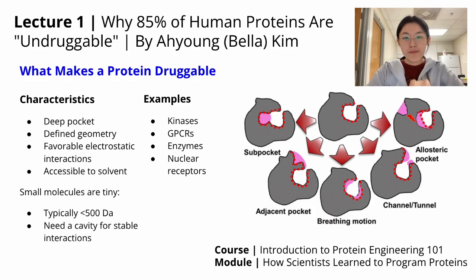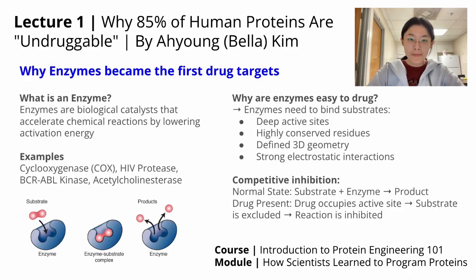Right, so what actually makes a protein druggable then? Examples of druggable proteins include things like kinases, GPCRs, other enzymes, and nuclear receptors. The characteristics that make these types of proteins druggable are having a deep pocket, having a defined geometry, having favorable electrostatic interactions, as well as being very accessible to solvents. But many of the drug molecules are very tiny. They're typically under 500 Da, and they need a cavity for stable interactions. And that, I think, relates to why enzymes actually became the first drug targets.